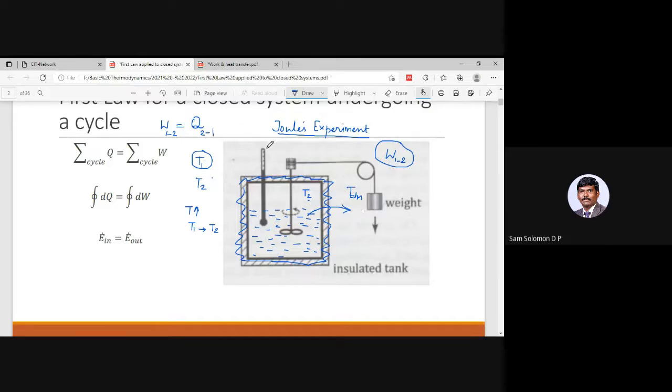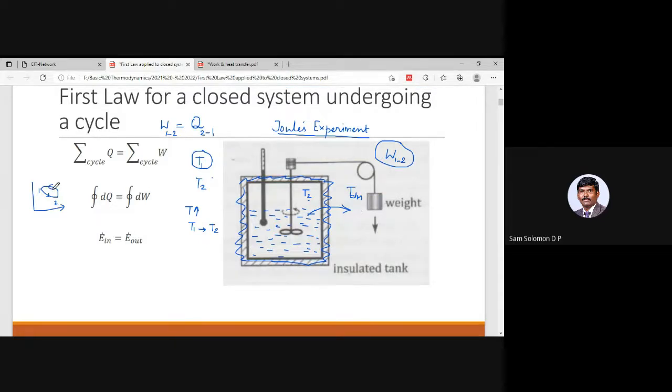And why do I give this convention 1 to 2 and 2 to 1? This is very important. When you look at the definition of a cycle, when you move from 1 to 2, that is a process. When you move back from 2 to 1, you are completing that cycle. You started from 1, you go back to 1. That makes it a cycle. So W1 to 2 is equal to Q2 to 1. That makes it a cyclic process.